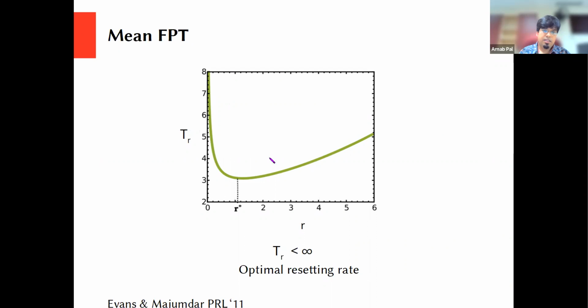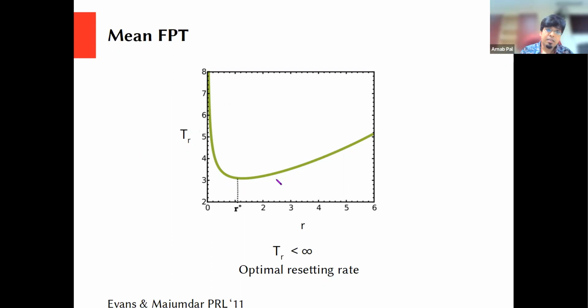As you see, I have plotted it as a function of resetting rate. When resetting rate is very small, as expected, it's basically going to the Brownian limit and then the mean time essentially diverges. But on the other hand, when you have a very large resetting rate, you are not really allowing the particle to move much. So it is almost confined very close to the resetting point, and so also it takes very long for the particle to reach the desired target.